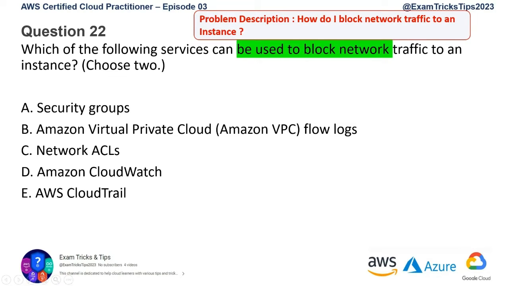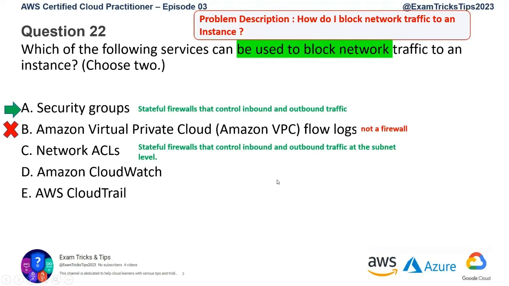Security groups are stateful firewalls, and they control inbound and outbound traffic at an instance level. So this looks like a right answer, and we have to choose two answers in this case. So I'll mark that one as one of the possible answers. The next one is Amazon VPC flow logs. VPC flow logs cannot do the job of a firewall. So according to me, that's an incorrect answer. Network ACLs, this appears to be correct. You can use them as firewalls to control inbound and outbound traffic, but they are used at the subnet level. So that's the correct answer, according to me.